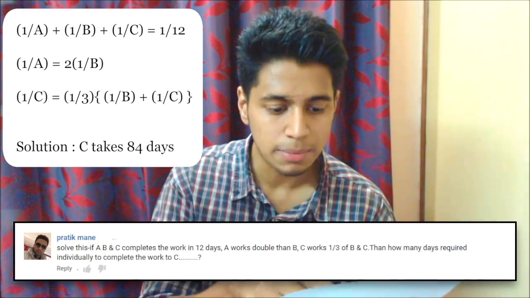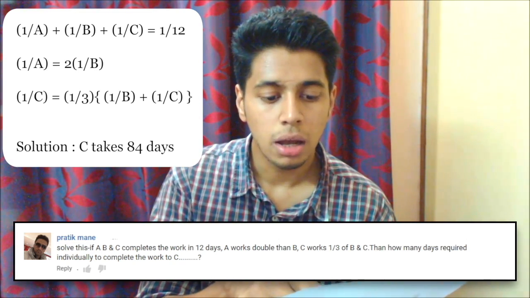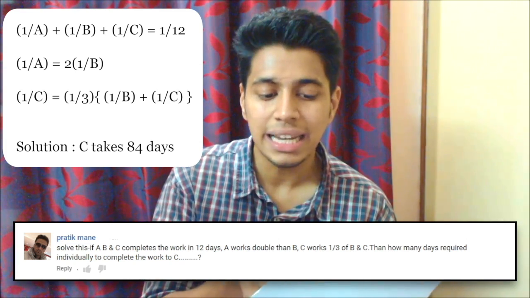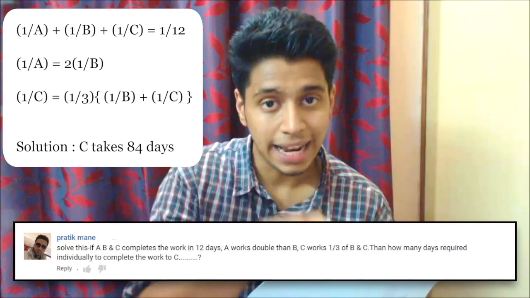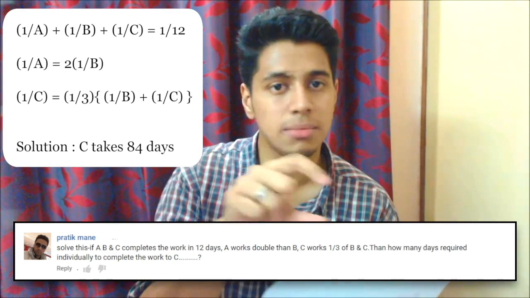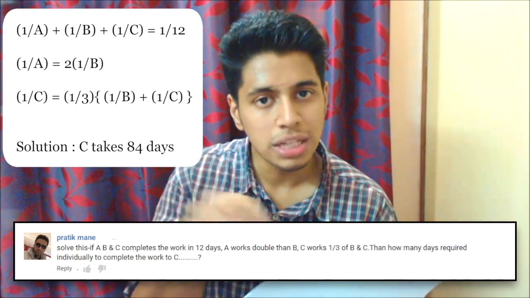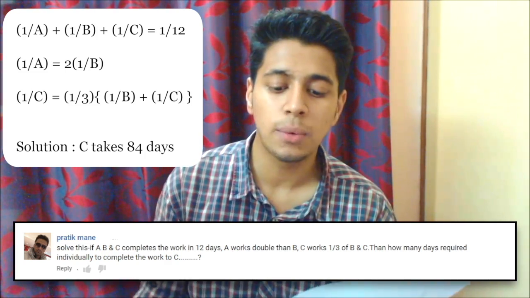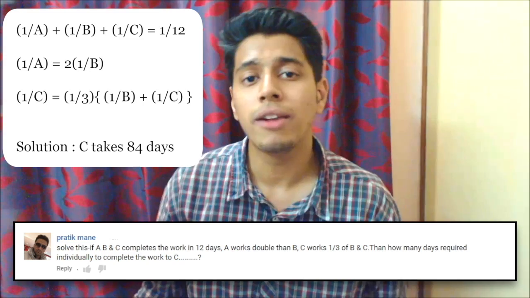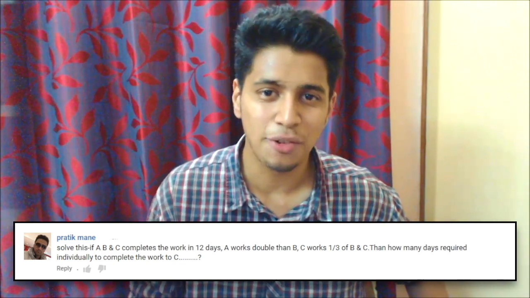So what you can do is substitute first from the third equation. You can come to know what B is in terms of C, right? Now put that value in the second equation such that you get A in terms of C. Now substitute both these values in your main equation, right? So if you solve all of that, you will get C is equal to 84 days. So the time required for C to complete the work individually is 84 days.